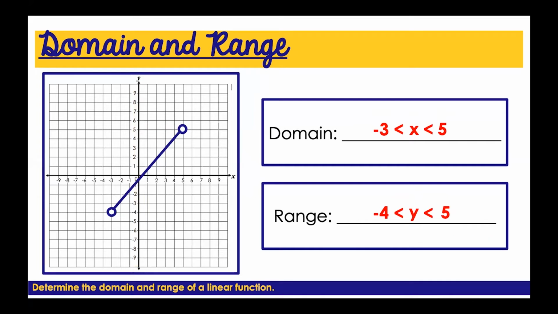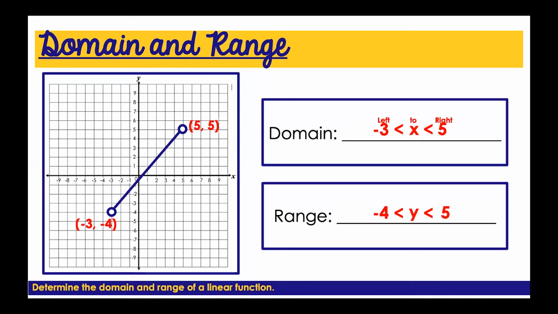On this slide, I'm going to show you how to check your answer. So to check your answer, you can put the ordered pairs of each endpoint on the coordinate plane. The location of that endpoint is -3, -4. The location of the other endpoint is 5, 5.